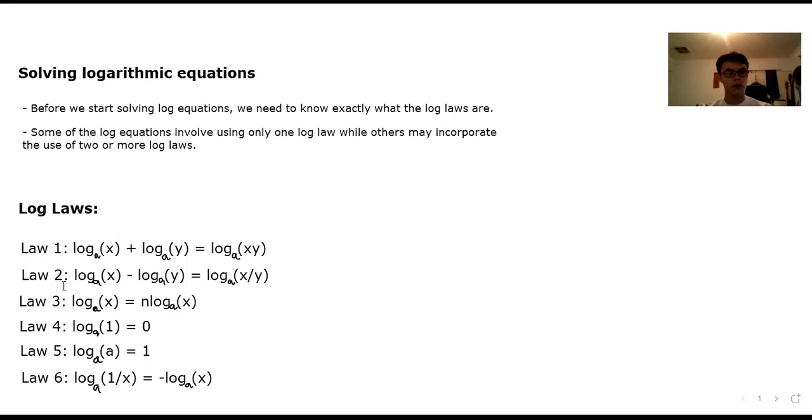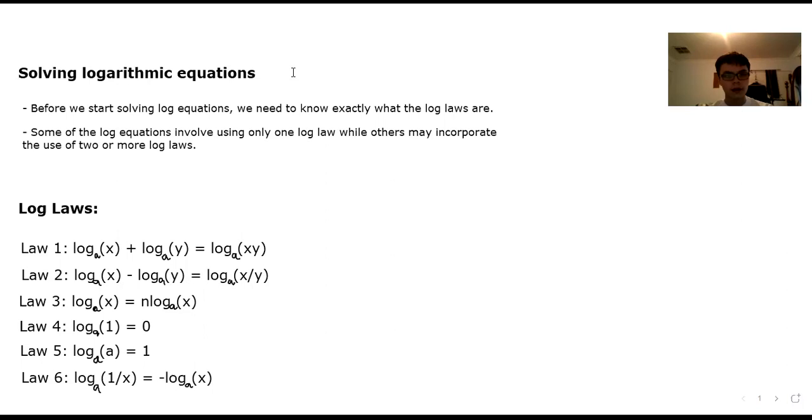Moving on to law two. The second logarithm law states that if we subtract the logarithm of one number by the logarithm of another number with the same base, then we can divide those two numbers with the same base a. So in this case, we have the logarithm of x to the base a minus the log of y to the base a equals the log of x divided by y with the same base a.